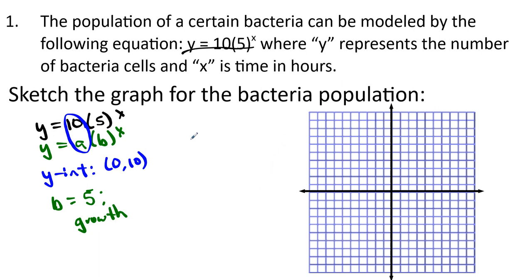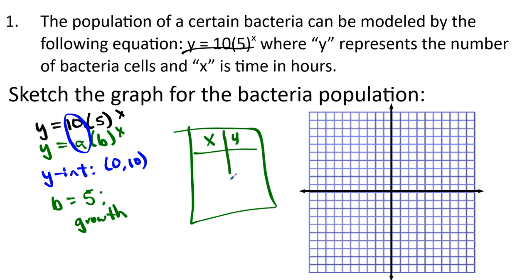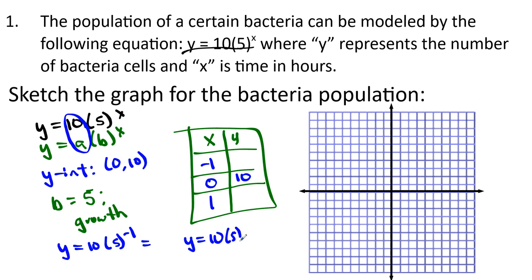Now we need to make a little table of our x's and our y's. Again, all we need is really 3 points in order to do this. Don't forget, the y-intercept goes where? In the middle. And then we just go 1 below, 1 up, plug that in here, or do it in your head. So 10 times 5 to the -1, get that value, and then 10 times 5 to the +1 and get that value. Well, 5 to the 1 is 5 times 10, that's going to be 50.